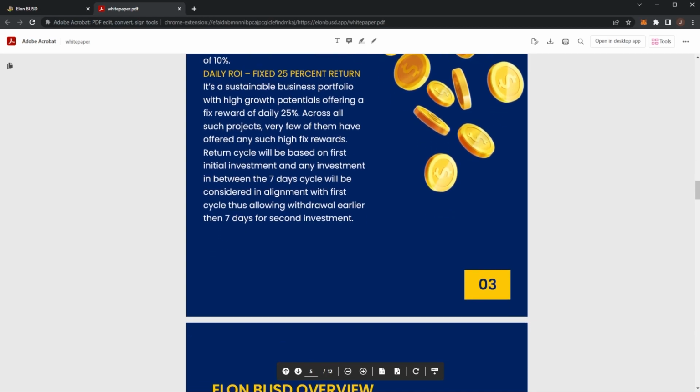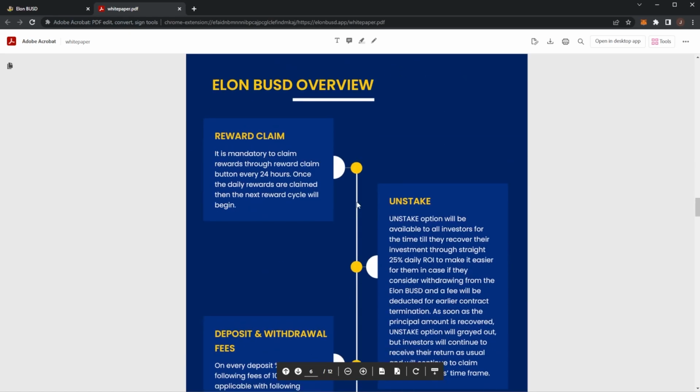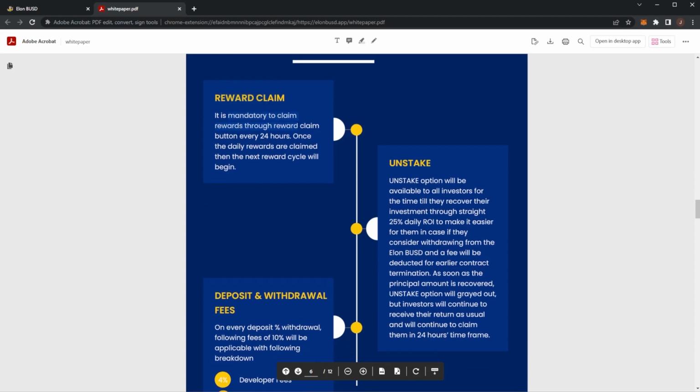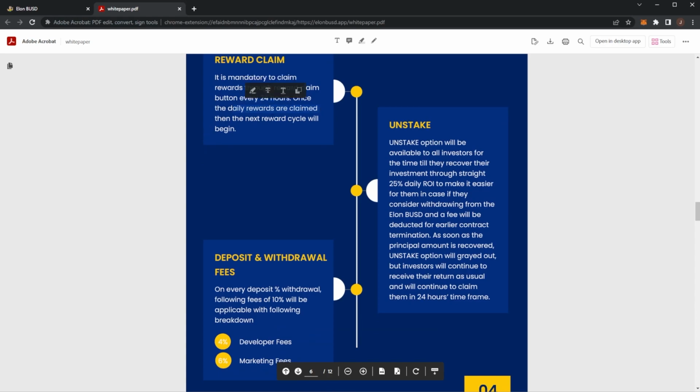The return cycle will be based on the first initial investment and any investment in between the 7-day cycle, thus allowing withdrawal earlier than 7 days for the second investment. So the overview, we can see reward claim. It is mandatory to claim rewards through the claim reward button every 24 hours. Once the daily rewards are claimed, then the next reward cycle can begin.